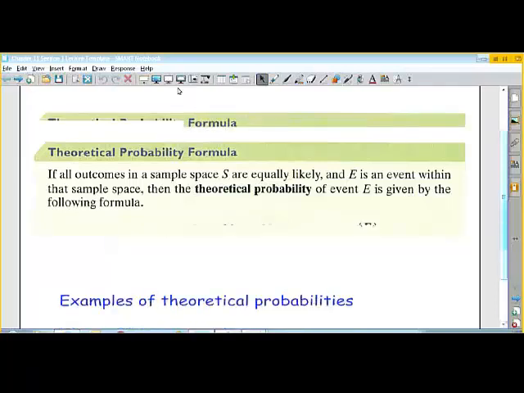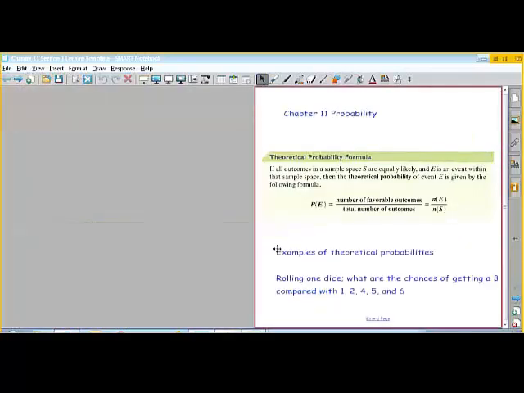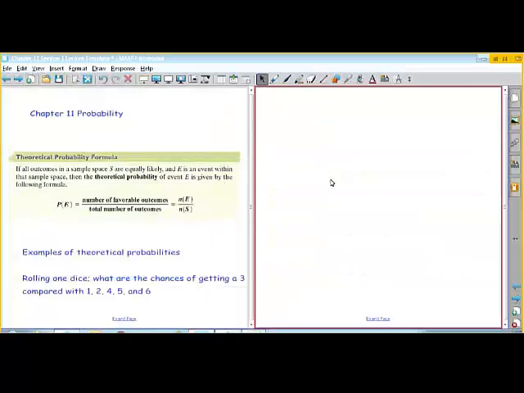So let's just look at an example of something that's pretty simple. Here are some examples of theoretical probability. You roll 1 dice. What are the chances of getting a 3 compared with the other numbers? So the way you look at it is, what is the favorable outcome defined as here? In our case, our favorable outcome is rolling a 3.